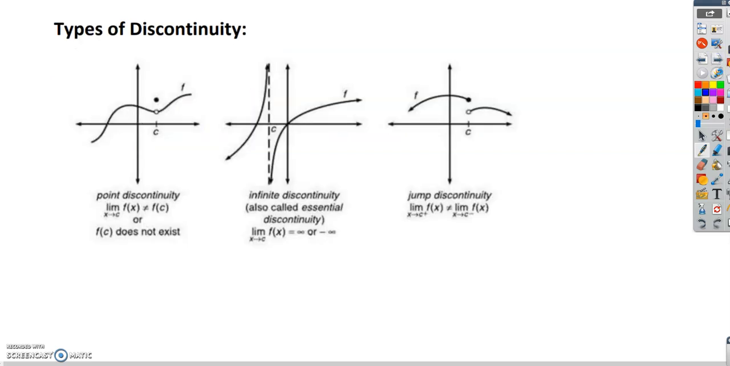Okay, so first let's remind ourselves what types of discontinuities that we deal with. The first one, you might have referred to this in the past as a hole in the graph. It's technically called a point discontinuity.